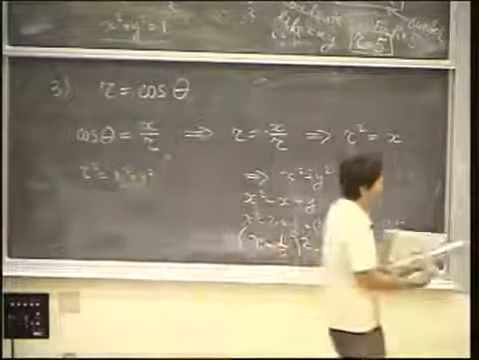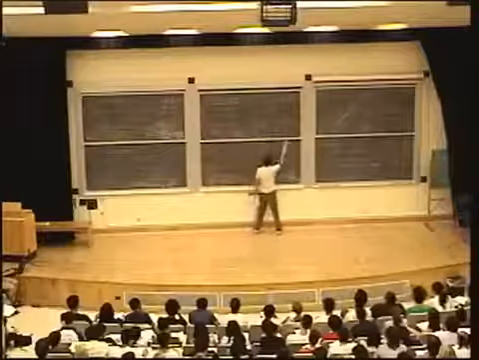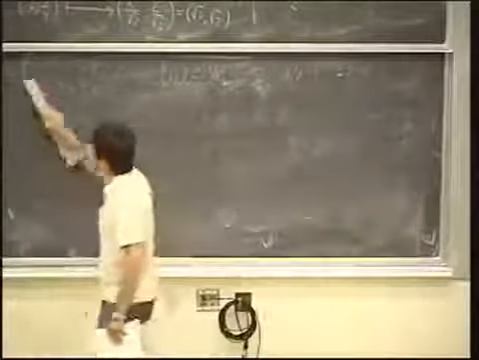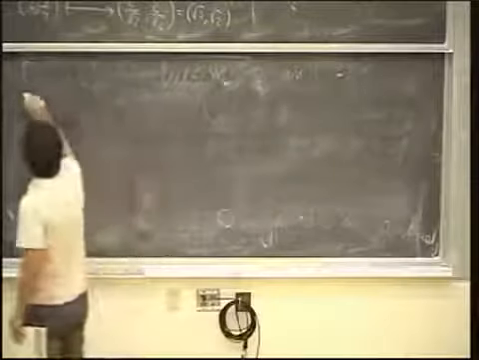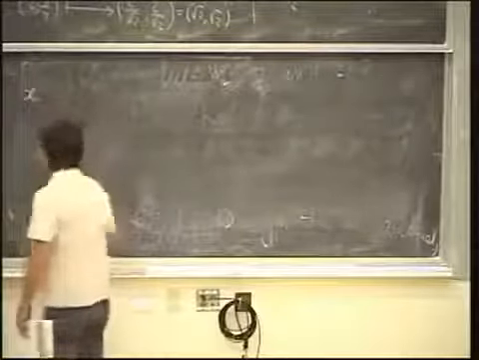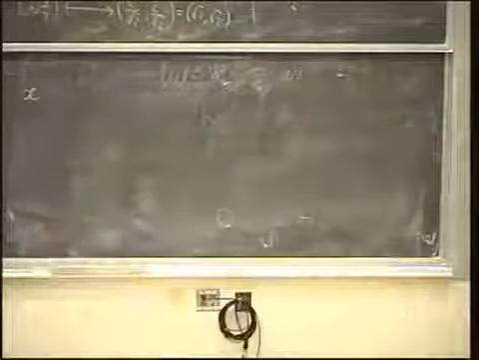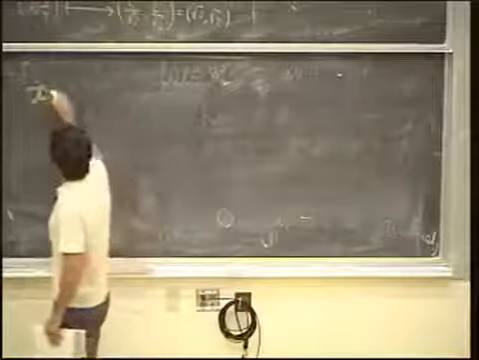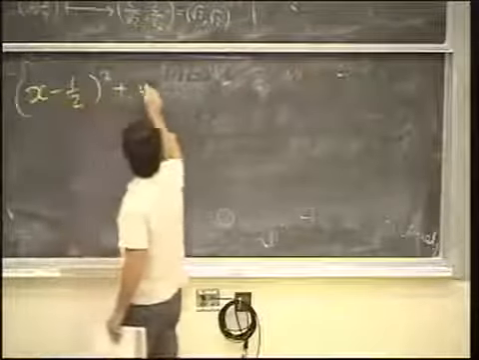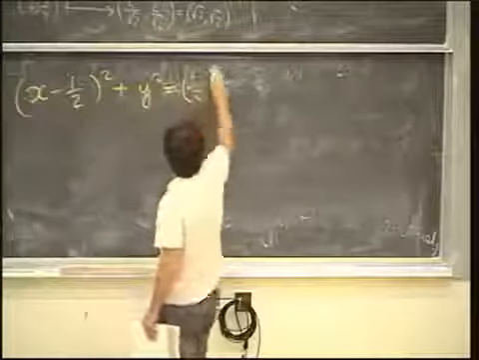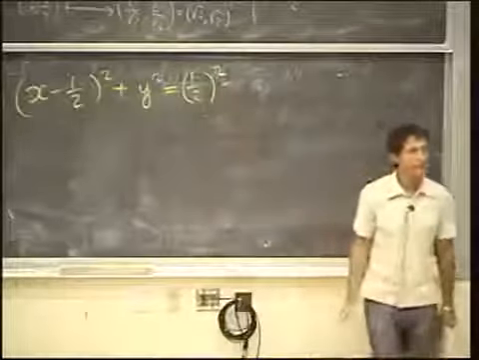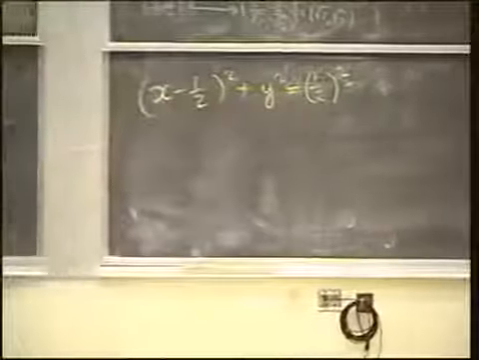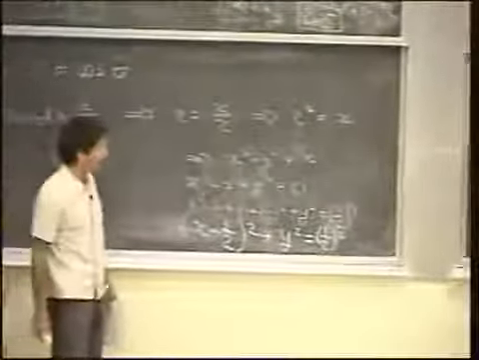And then the end result is already an equation which is familiar. The end result is, let me use a different chalk, x minus 1/2 squared plus y squared equals 1/2 squared. Okay? Yes? Okay. This was by way of making things easier for you, but I guess maybe I didn't achieve that goal.